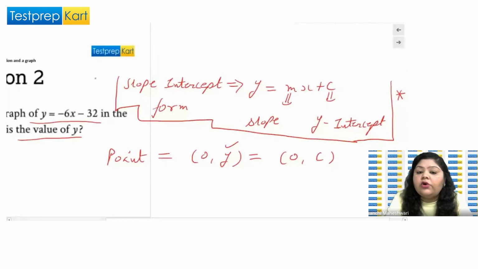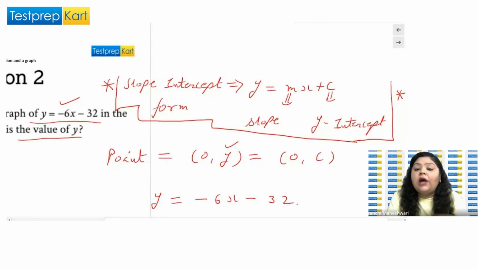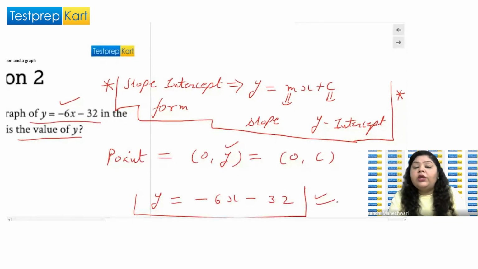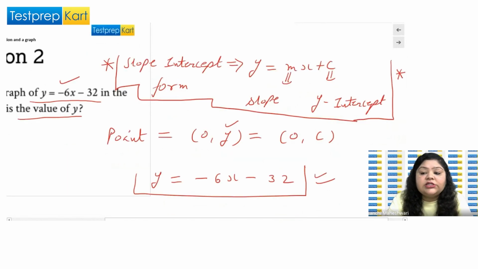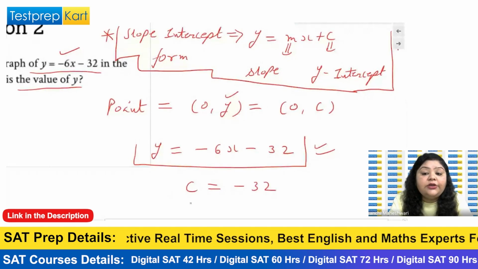Of course the key to this question is this one. Now have a look at the function which is given to us. This function is y equals minus 6x minus 32. Either we find the value of this y or we find the value of this c. It's one and the same thing. Just by comparing this given function to the slope intercept form, can you say what is the value of the y-intercept, that means the value of c? Just by comparing, I can say the value of c has to be minus 32.